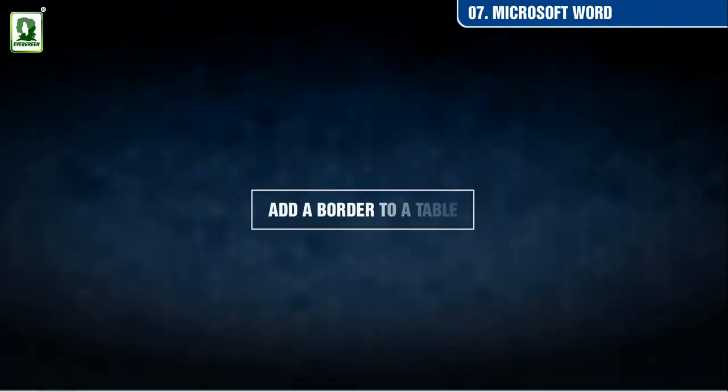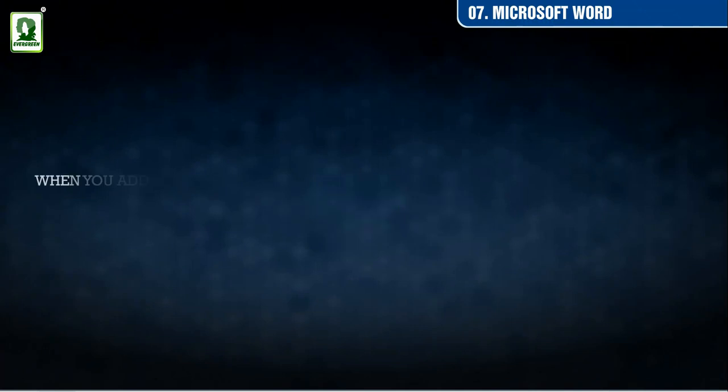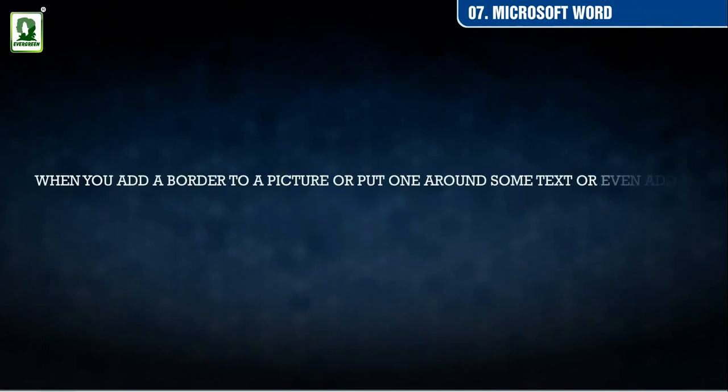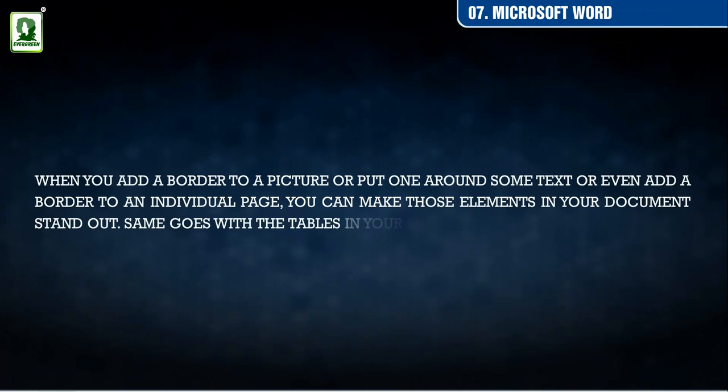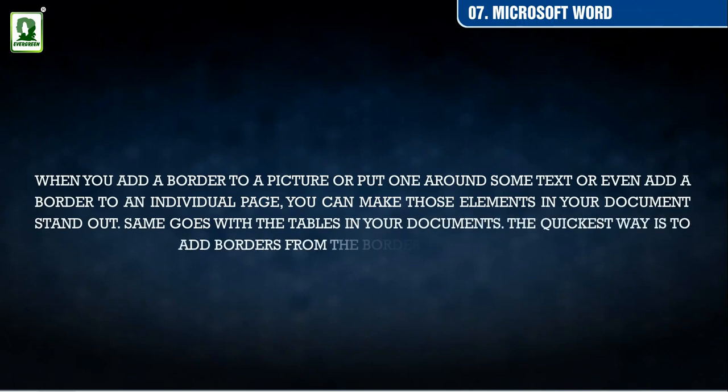Add a border to a table. When you add a border to a picture or put one around some text, or even add a border to an individual page, you can make those elements in your document stand out. Same goes with the tables in your documents. The quickest way is to add borders from the Border Styles gallery.